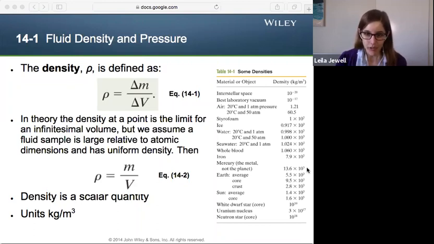Iron, mercury, the metal, and then we could get into Earth, right? The different layers of Earth and the sun and stars, and a neutron star is crazy dense, right? 10 to the 18. So that just gives you some range of densities.